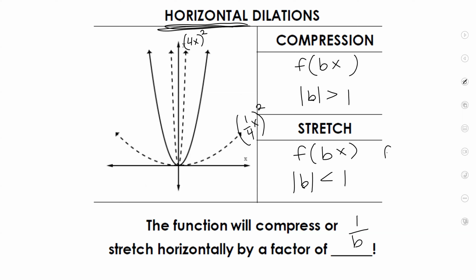So let me give you an example really quick. Let's say I have a function f of x equals (1/5 x) squared. We would call this a horizontal stretch because 1/5 is less than 1. And we'll say by 5. You basically flip it. You do the reciprocal.